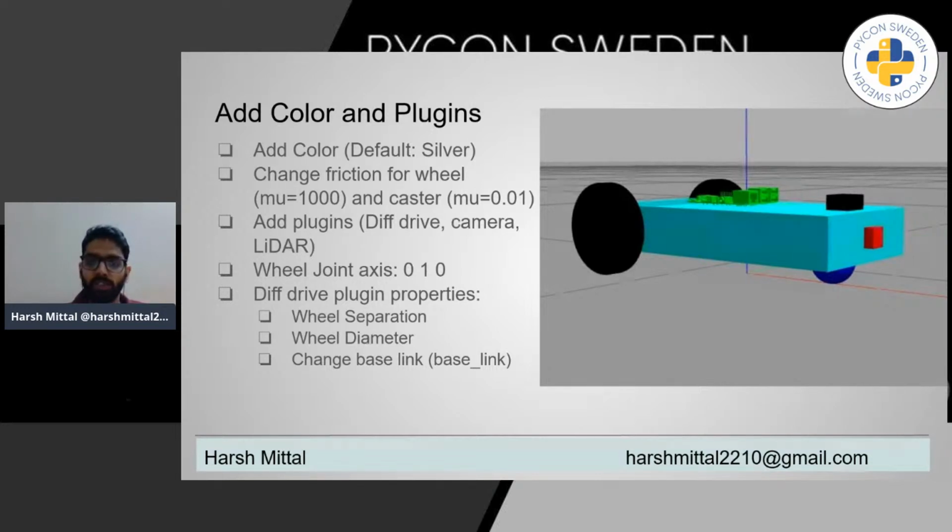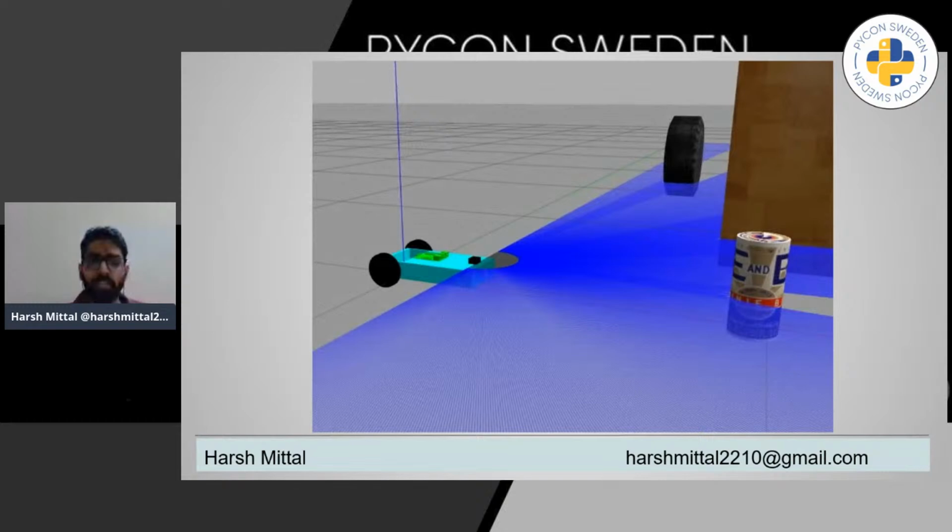So all this was already discussed in the previous slide of how you can actually do it. One thing to make sure that you copy from the Fusion 360 is your wheel separation length and your wheel diameter, because you need to specify that in your differential drive plugin properties. Okay, so this is how a bot will look like with the LiDAR running, and you can see the rays coming out of it.